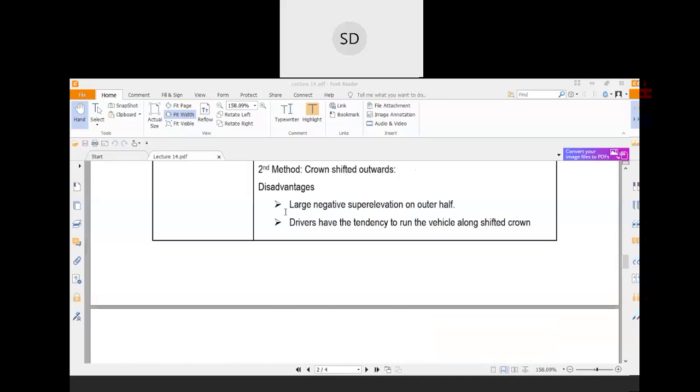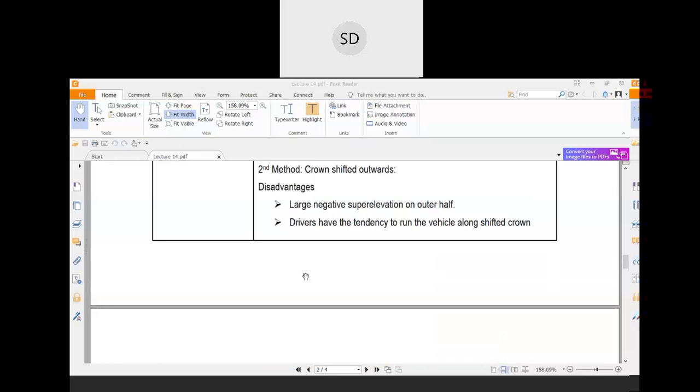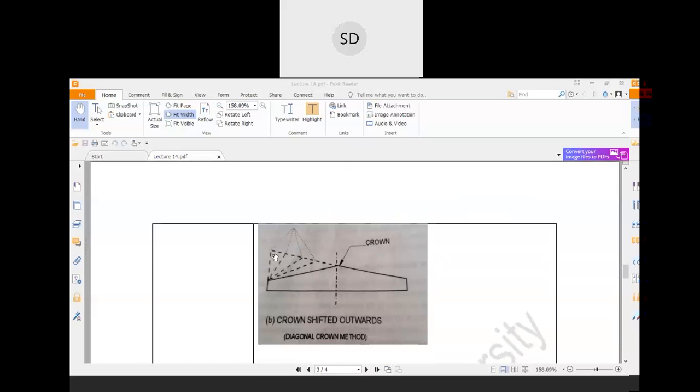The disadvantage of this is large negative super elevation on the outer half. In this portion, if any vehicles are coming from the opposite direction, a large negative super elevation may be there. Drivers have a tendency to run the vehicle along the shifted crown. So all the drivers move their vehicles along this portion, and other portions of the road may be empty. Because of the excessive wear and tear in that portion, the chances of damage there are higher than in the other sections.